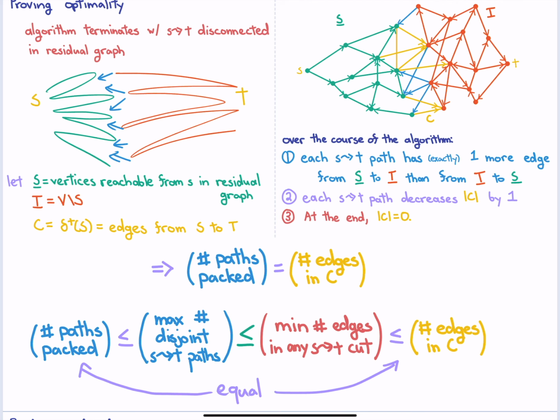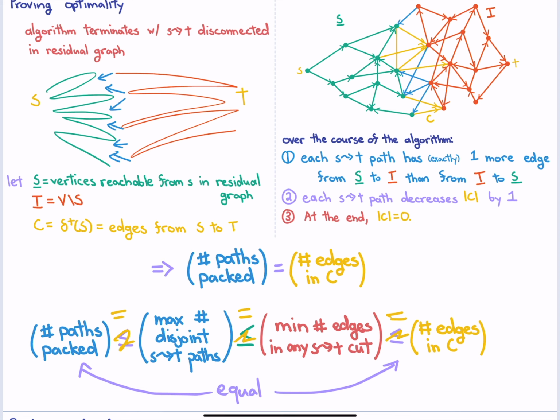So you can think of this as like some kind of Big Mac. The number of disjoint paths that the algorithm takes is less than or equal to the true maximum number of disjoint paths, which is less than or equal to the minimum number of edges in any S-T cut, which is less than or equal to the number of edges in this particular S-T cut. So you have this thing, except now you know that the bottom and the top are equal. It all must be equal. Okay? So this is actually equal, and this is actually equal, and this is actually equal.